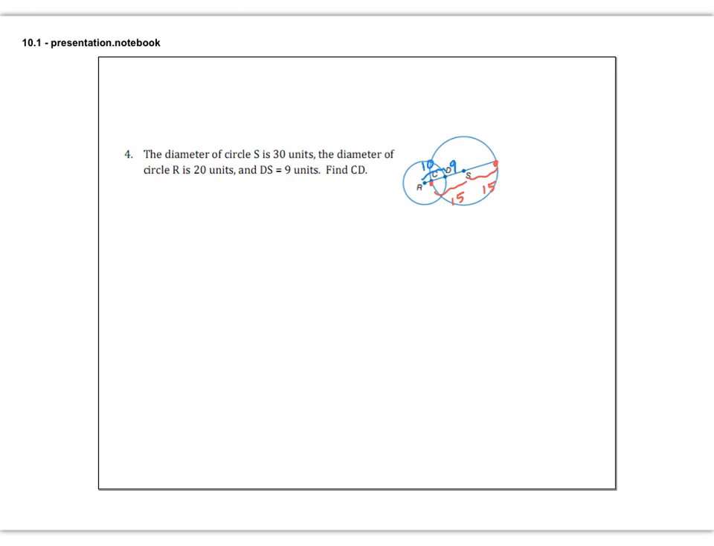Well, as you know, halfway across the bigger circle is 15. So from S, from right here to right here is 15. So what if we took the 15 and we subtracted the 9 out of there? We would have 6 left, and 6 would be the distance right here from C to D, because the 6 plus the 9 have to add up to 15. So 6 units is CD.